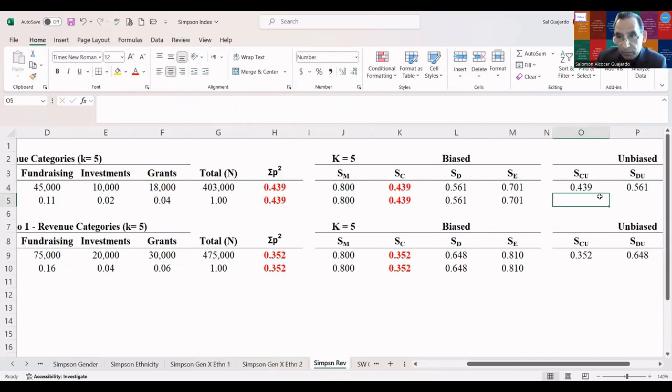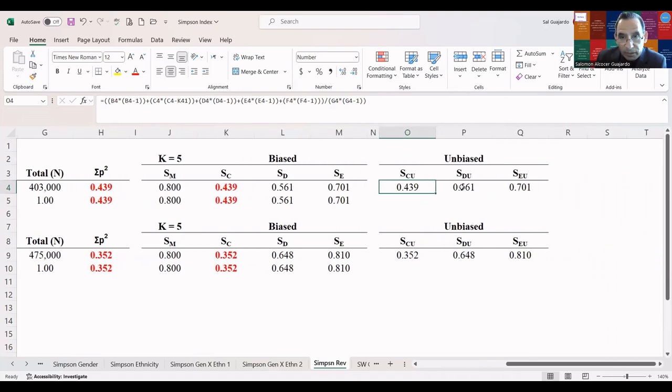So that gives me a coefficient of 0.439. Again, if I subtract the 0.439 from 1, that's going to give me 0.561. Again, that means that if I select two revenue items randomly, there's a 56% chance that they'll be from different revenue sources.